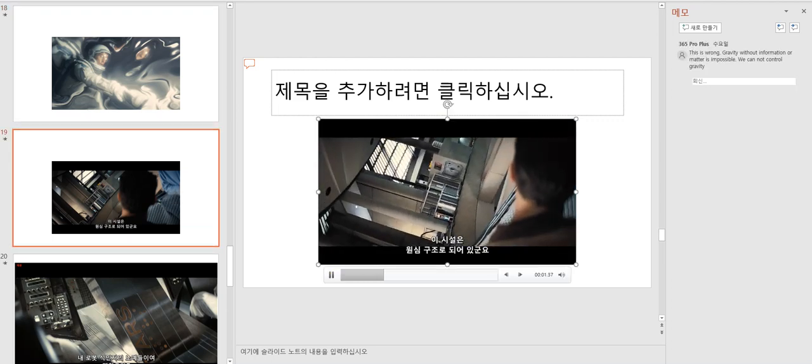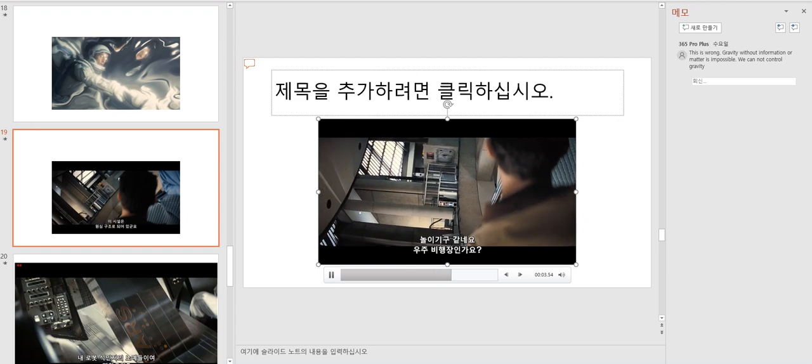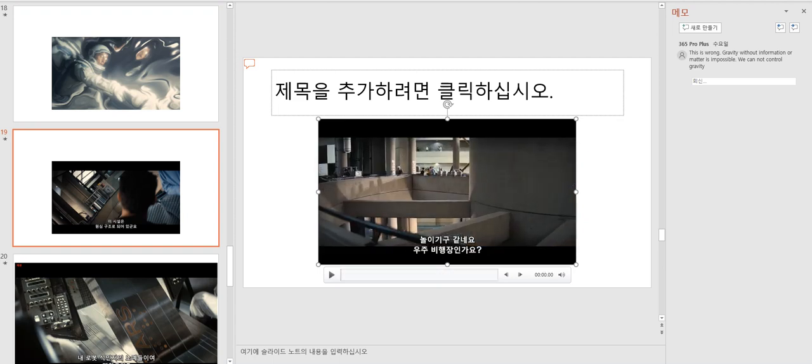This entire facility is a centrifuge. Some kind of vehicle. This is wrong. Gravity without information of matter is impossible. We cannot control gravity.